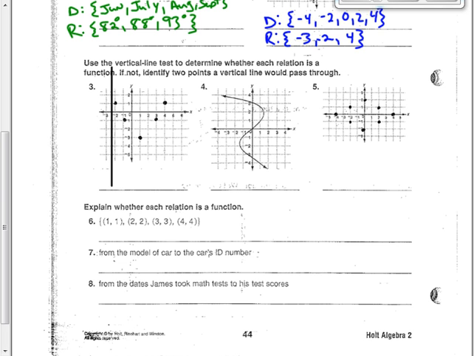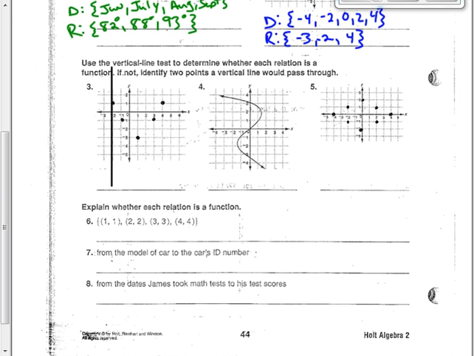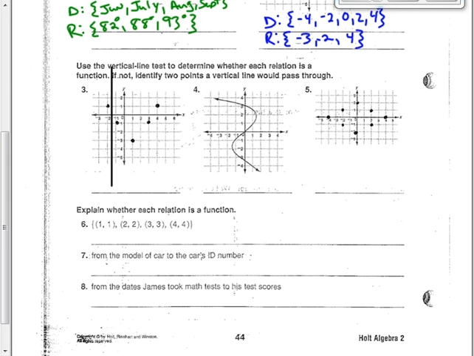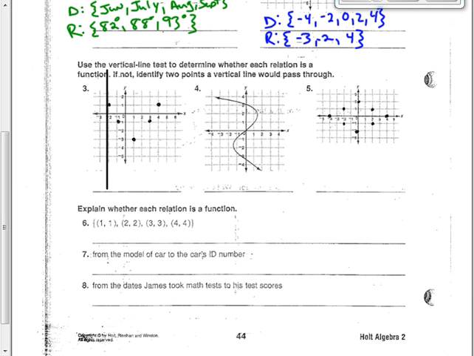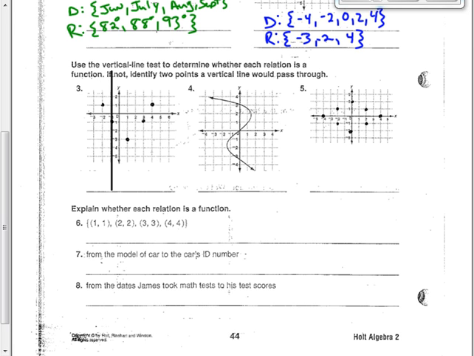If I take that vertical line and move it from left to right, the question then is, do I ever cross this graph at more than one point? And so I cross it here at one point. I cross it here at one point. I cross it here at one point. I cross it there at one point, and I cross it there at one point. And so I do have a function because this graph only crossed it one time. So the answer is yes, this is a function.